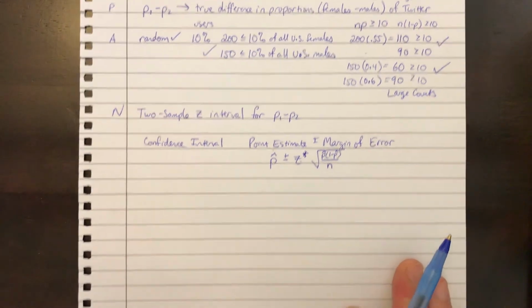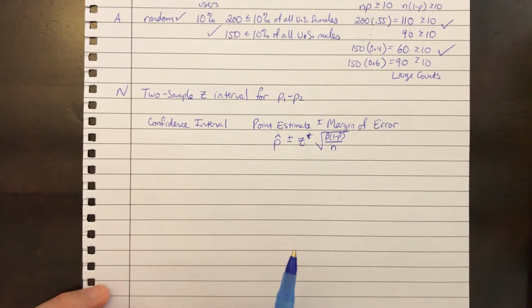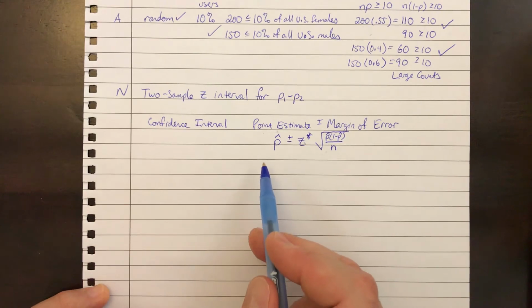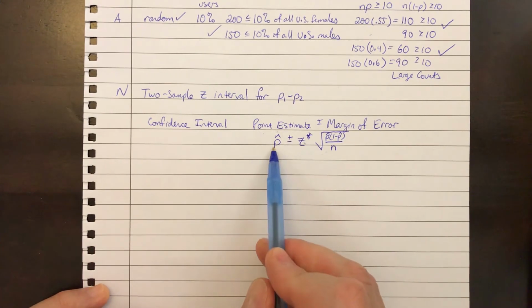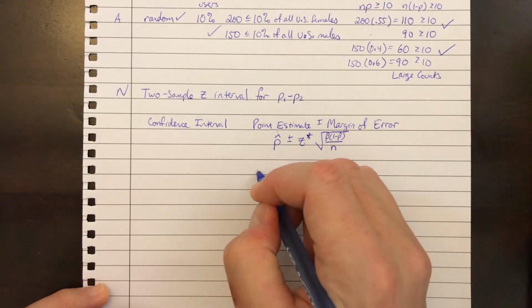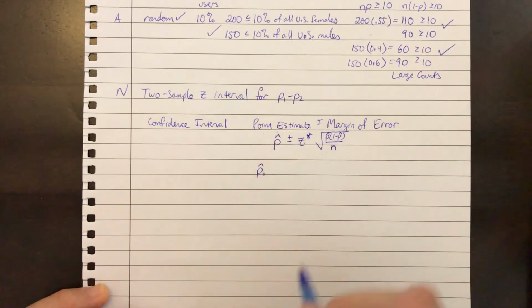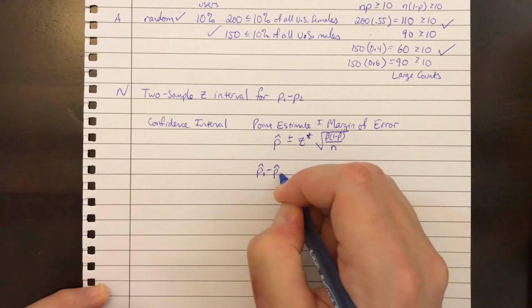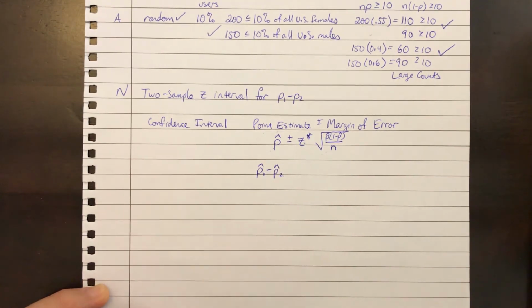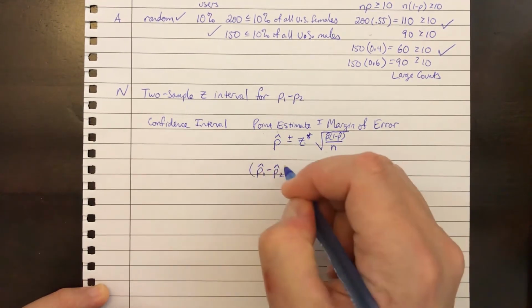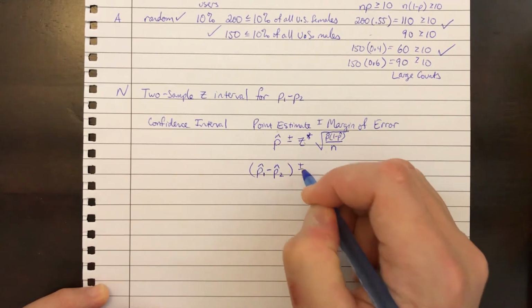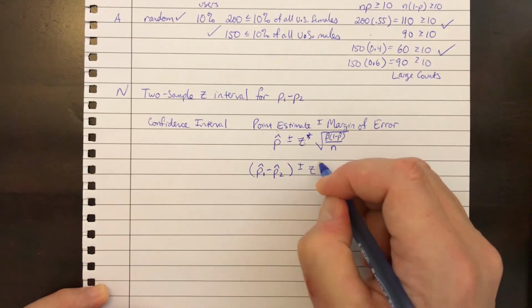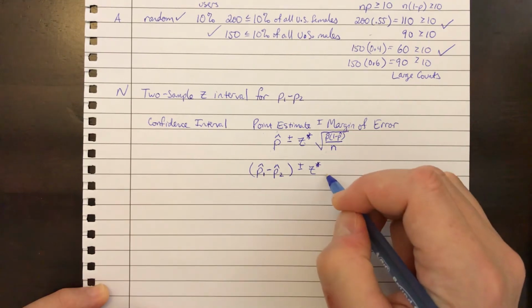Now, in this case, because we have two proportions, we have a difference of proportions. So the point estimate is not just a sample proportion, because we have two of them. It's going to be the first sample proportion, which will be for females, minus the sample proportion p-hat sub 2, which is for the males. That's our point estimate, plus or minus the Z critical value times the square root.